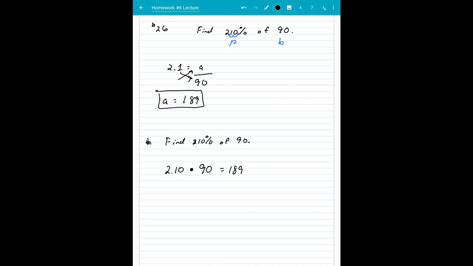That's the way I'm personally used to doing it, is just multiplying it out because of the word of, because of sales tax, tip, commission, all these other different problems that we come up with in everyday life. So speaking of which, let's try number 32, which is talking about that.